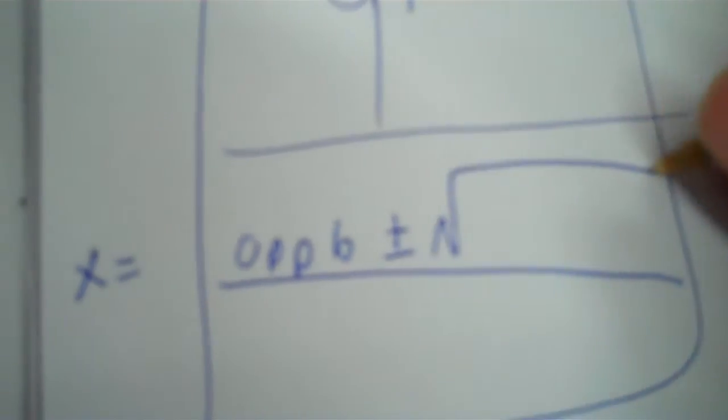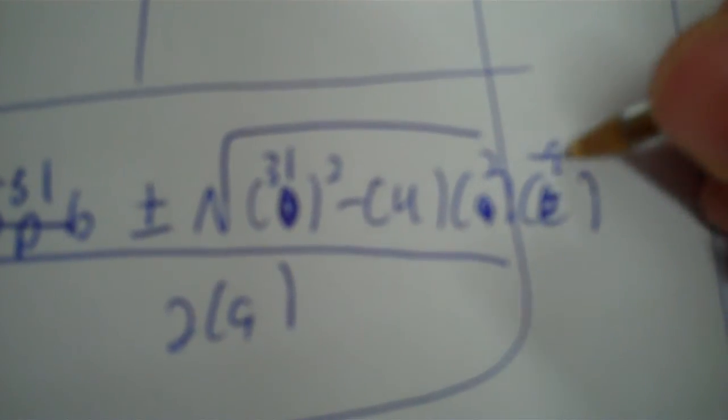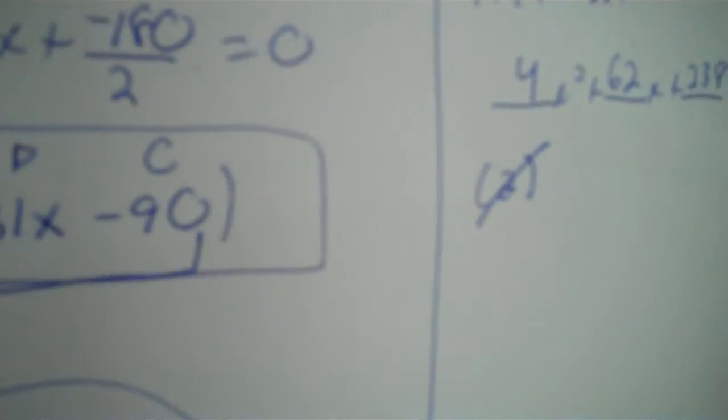So opposite of b, plus or minus the square root, b squared minus 4ac, over 2a. So opposite of b is negative 31. Then b to the second, so 31 to the second. Then a is 2. C is negative 90. On the bottom, the a is 2, so you won't be needing this, okay? So you have a negative 31 in front. 2 times 2 on the bottom is 4.